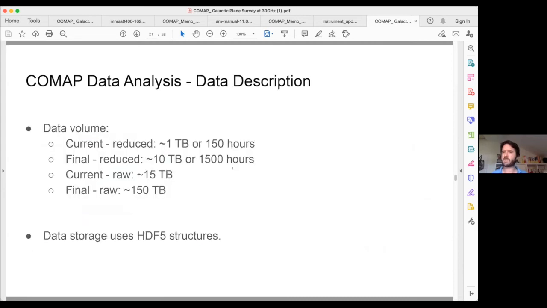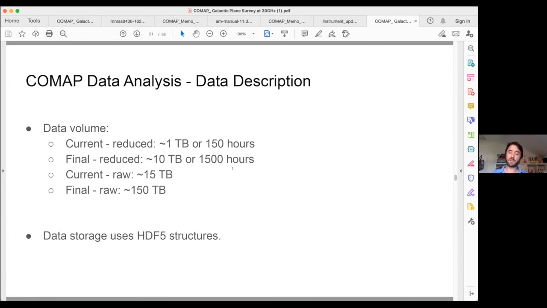And then the final slide for my section, which I hopefully have not taken all of Thomas's time, is just to say about the data volume. So in terms of the reduced data, the calibrated data, which I was showing earlier, the current size of that is about 1 terabyte for about 150 hours, but the final data set will be about 10 terabytes in terms of the time ordered data.